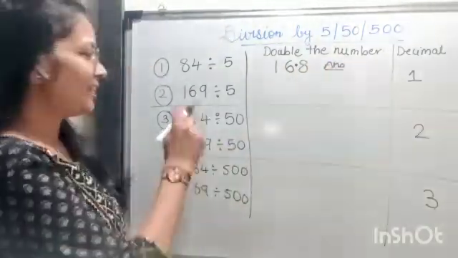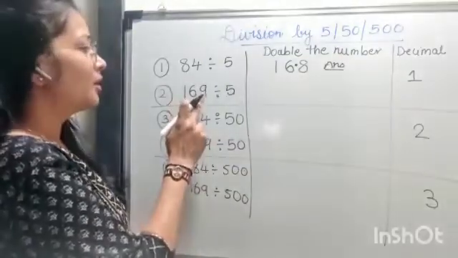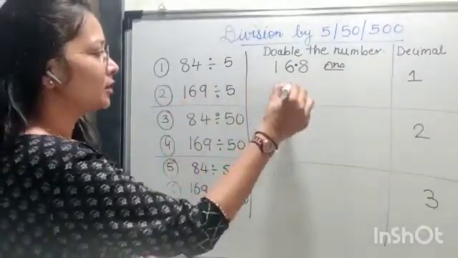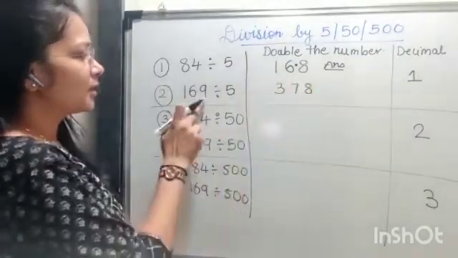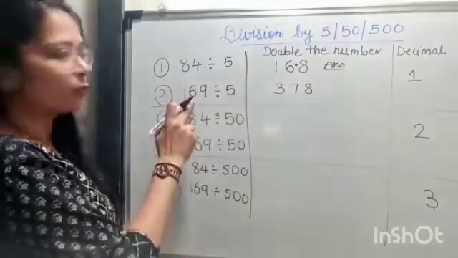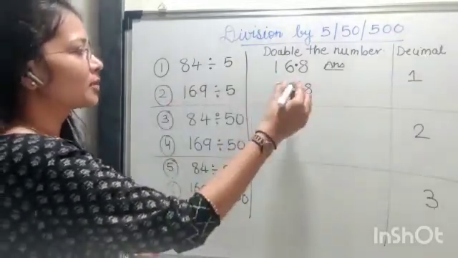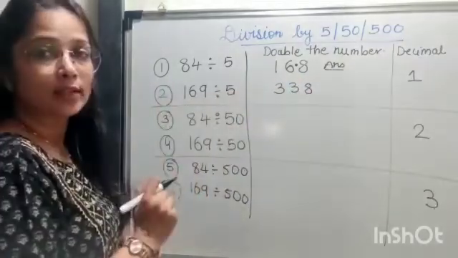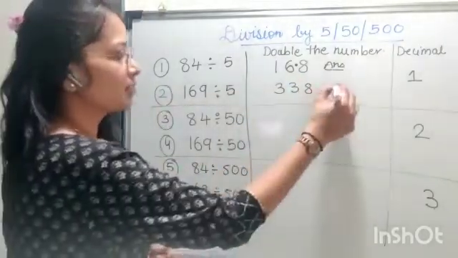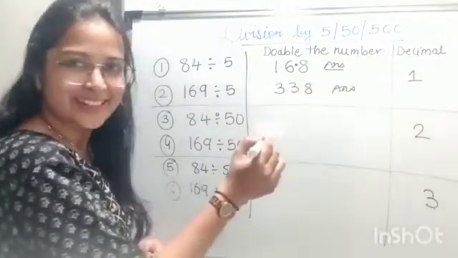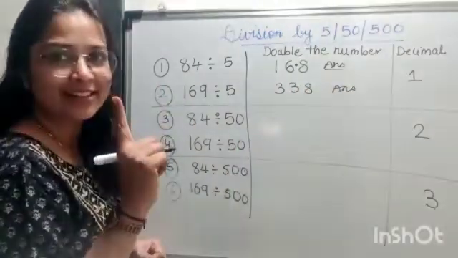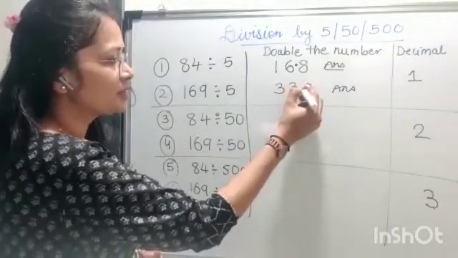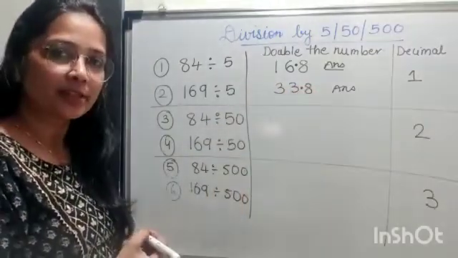Isn't it easy? Let's perform it with a 3-digit number. The double of this is 378. 9 doubled is 18. 1 is carried over. 6 doubled is 12, so it's 13. 1 carry over. 1 doubled is 2, so 3. So 338 is the answer. No, it's not the answer. We forgot, don't forget to add the decimal. So that's the decimal. The answer is 33.8.